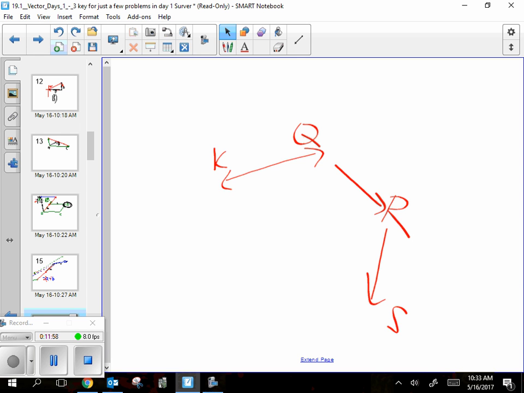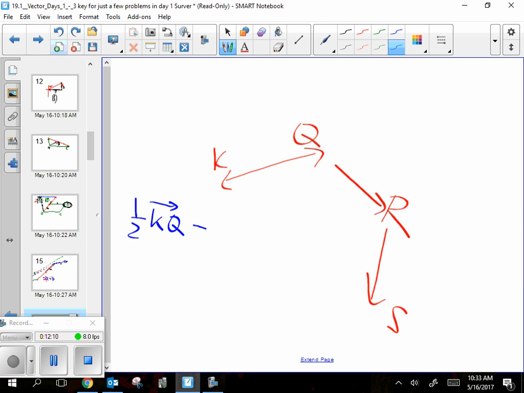All right. So what, though, if I did 1/2 KQ minus 2 RS? All right, so first of all, draw K, Q, R, and S on your paper, and exactly what angles, just get close.